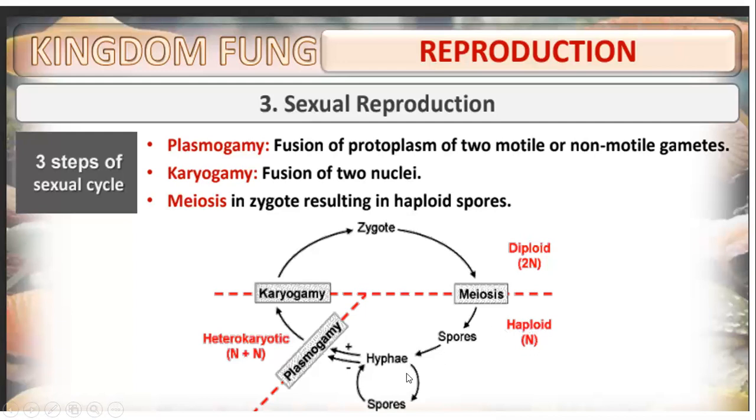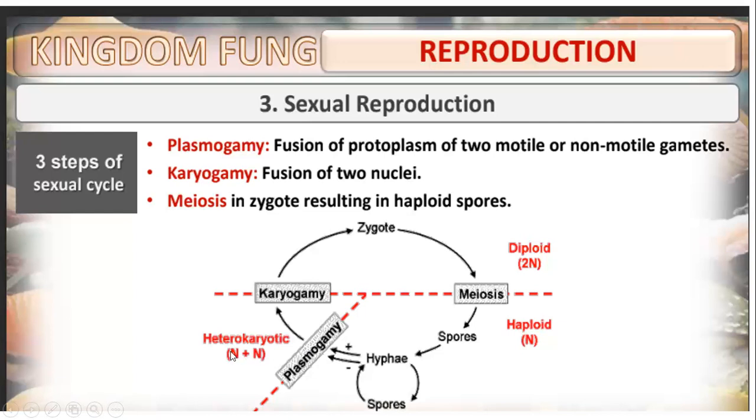The spores are haploid. They will produce hyphae, and hyphae will produce two types, female and male, positive and negative. Now, these will fuse. Okay, positive and negative will fuse. It will undergo plasmogamy. What is plasmogamy? It is the fusion of the protoplasm. But the nuclei are not fused. The nuclei are separate, but together. They are close to each other, but they are not fused.